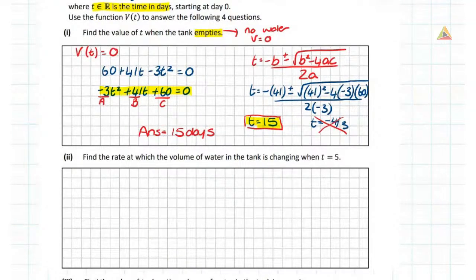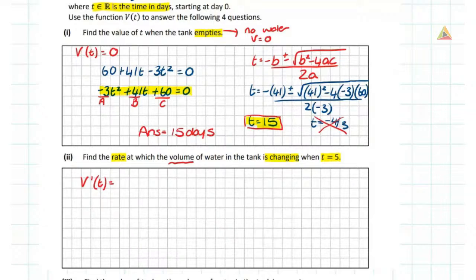Next question, part 2, find the rate. So the minute I see rate and changing, I'm thinking rate of change. So find the rate at which the volume of the water in the tank is changing at this particular time, so at day 5, or when t is equal to 5. So the minute I see rate of change, I know that it's going to be differentiate. So what am I differentiating? Well, I'm differentiating the volume. So I'm looking for V dash t.